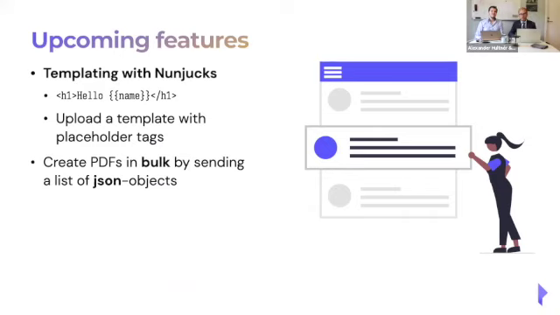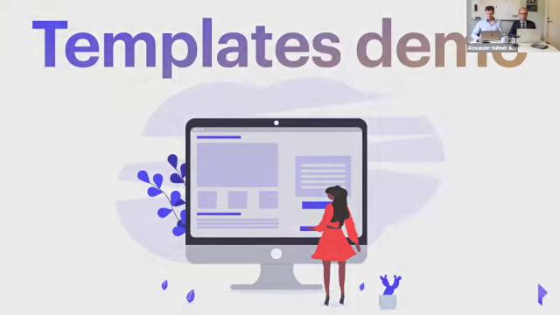This allows you to just push in JSON data to our API and get a PDF back based on a template you've uploaded before or a template we've created for you. So by doing that, you can create PDFs, but you will also be able to create them in bulk by sending a list of JSON data. And I'm going to show you a demo of how that works.